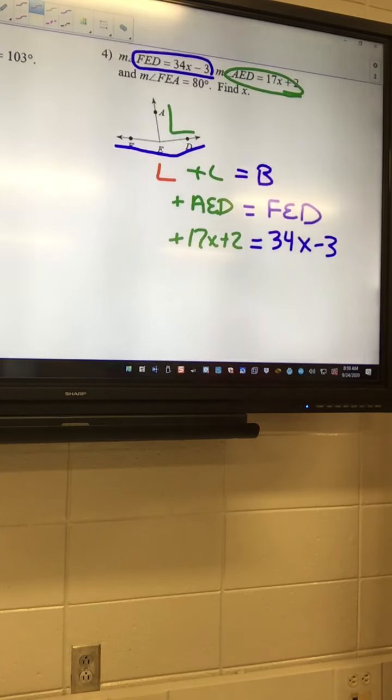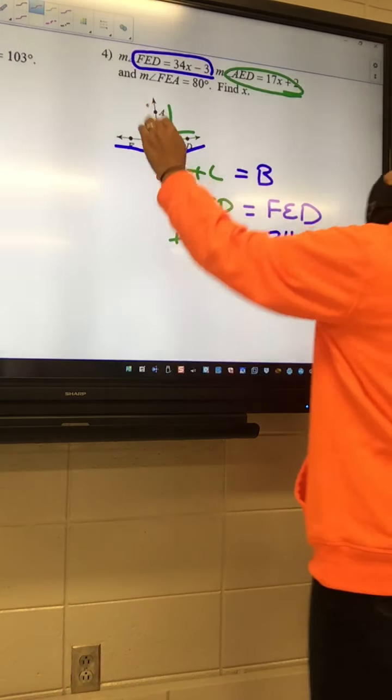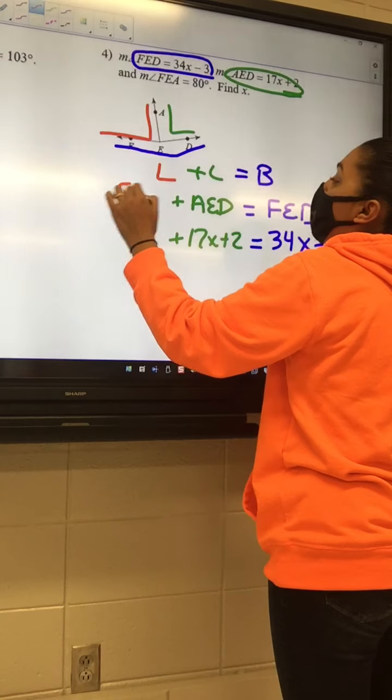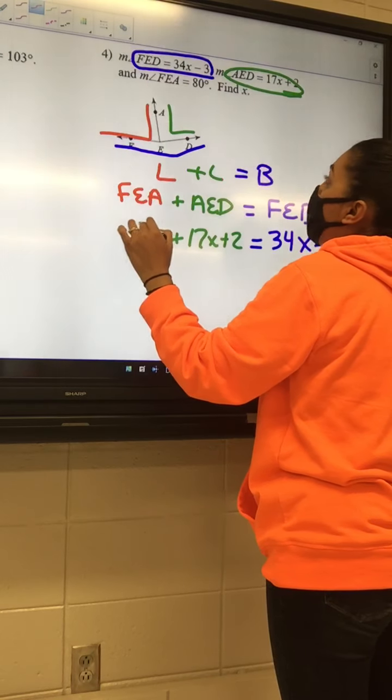Yep. So, and then the next one says FEA equals 80 degrees. Is that a little one or a big one? It's a little one. So I got FEA is 80.